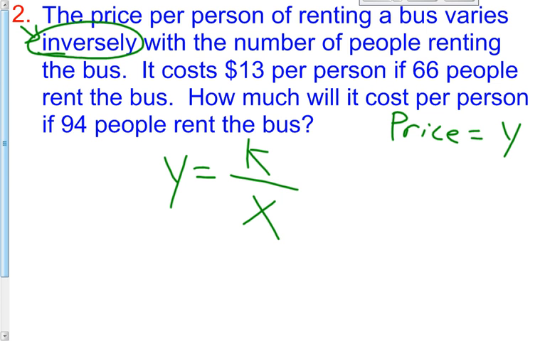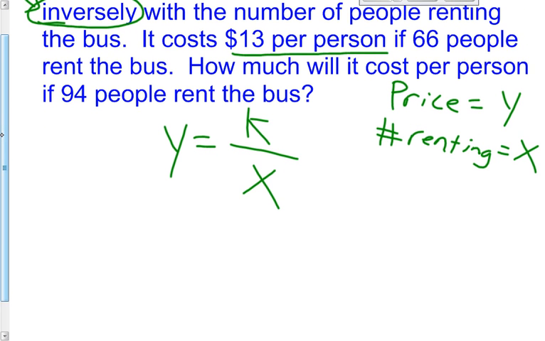The price will be the y variable, and then the number renting, that's going to be our x variable. So it says it costs $13 per person if 66 people rent that bus. So the price is y. Y is $13 per person.